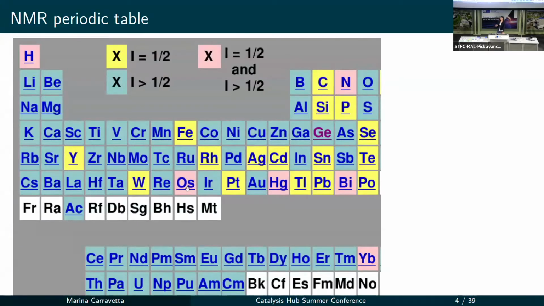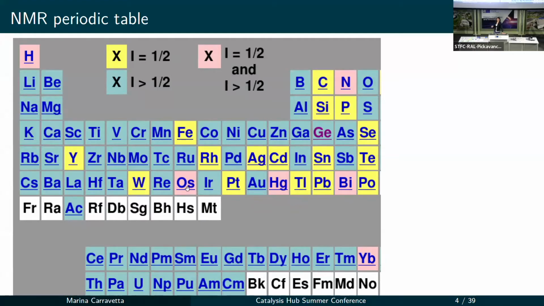If we look at the periodic table of elements, we can see that if we don't limit ourselves to just spin 1/2 nuclei, but also include nuclei with spin larger than 1/2, which are quadrupolar, the vast majority of the periodic table will have NMR active nuclei. Many of these are actually very useful for catalysis.